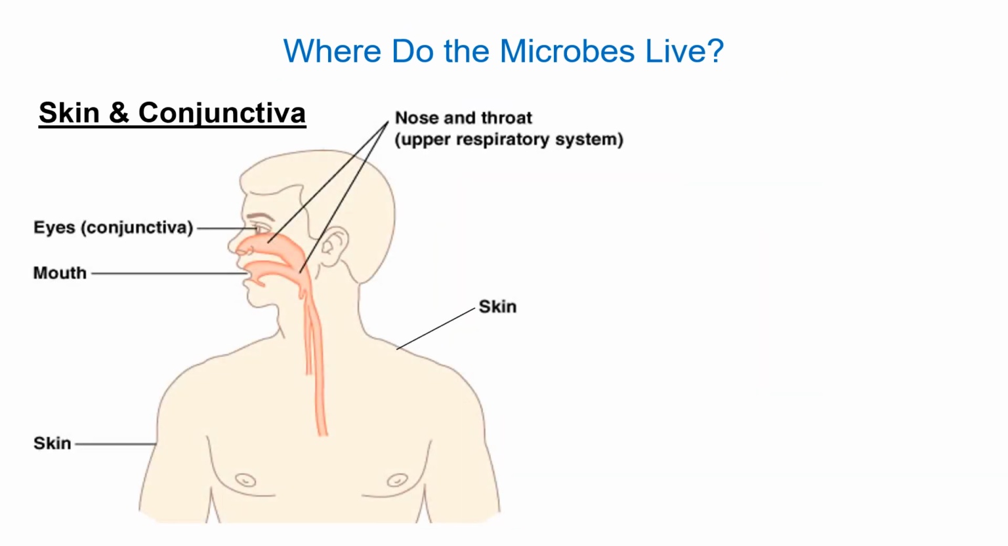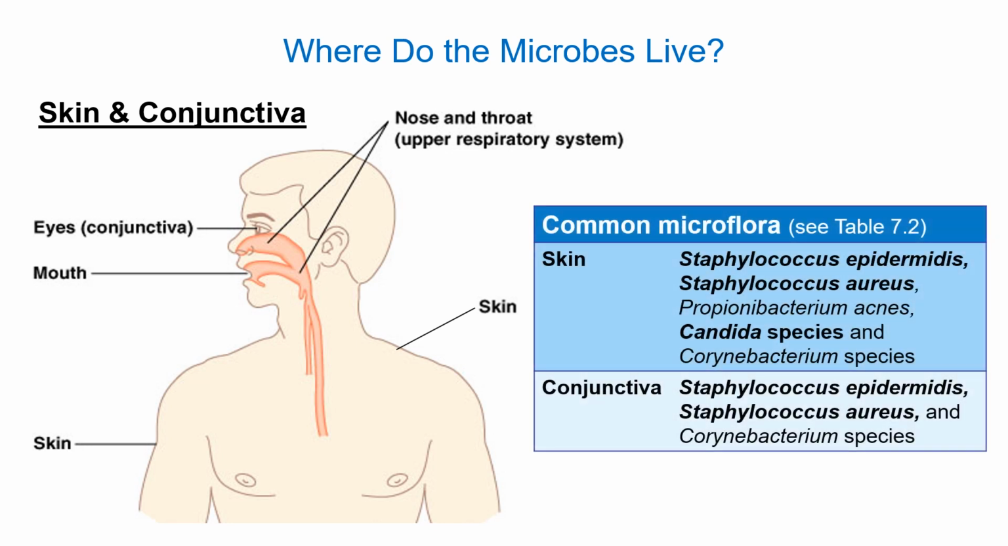So let's talk about the skin, or the conjunctiva. Conjunctiva is just the surface of the eye, and usually it has a lot of the same organisms that might be found in the skin. So the skin is relatively dry and salty. As a consequence, only certain organisms are found there in high numbers. A lot of organisms may be found there in small numbers, or they may be found dead. So we're talking about the Staphylococcus. These organisms really do well in dry and salty conditions, and also Candida, that is yeast.